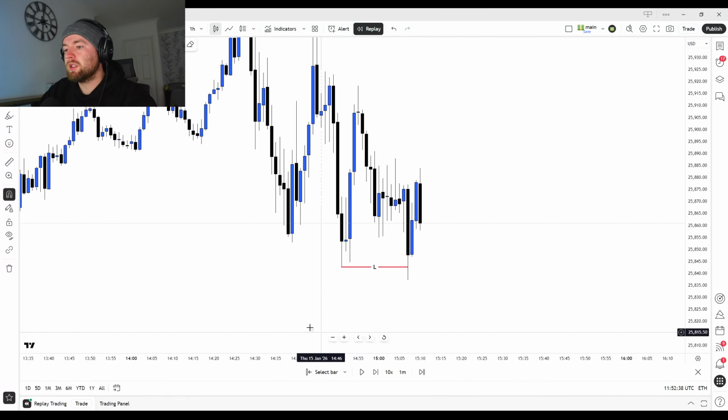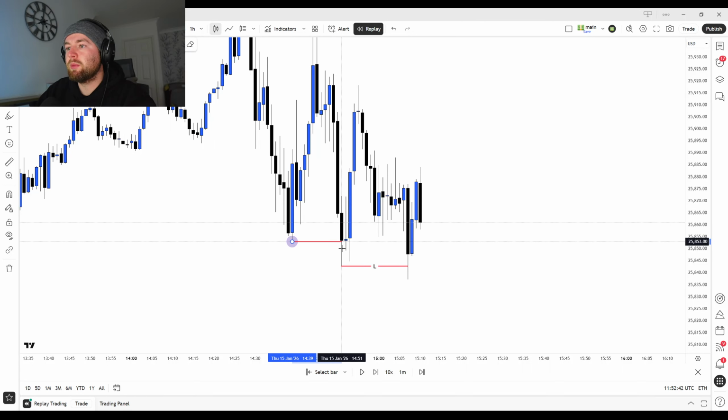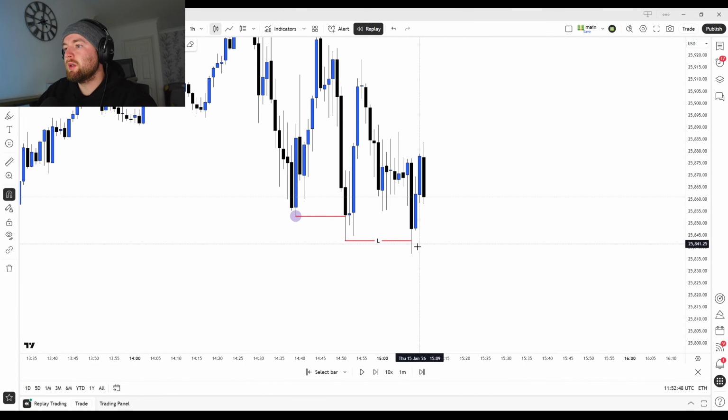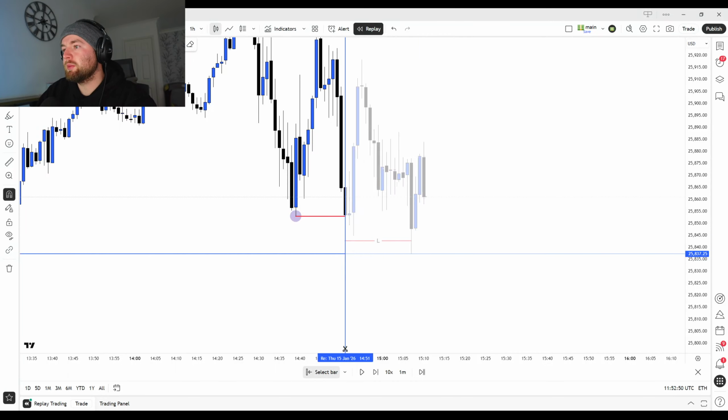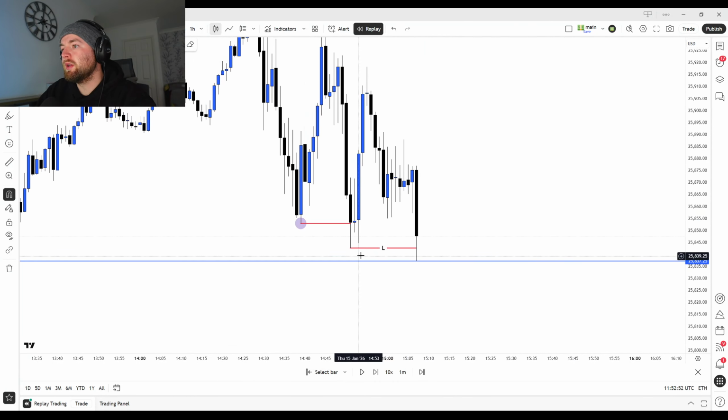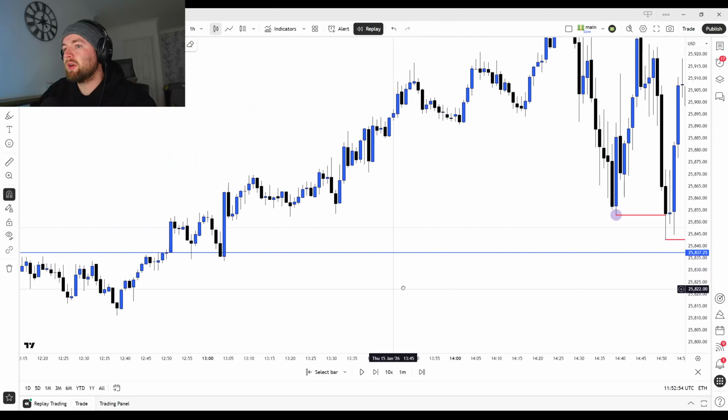Okay, so what have we got? We've got liquidity here. We swept that, but we didn't hit an order block. And then we've got liquidity here. We swept that. And then what do we do? Mark the low of that liquidity sweep. Let me just go back a little bit. Mark the low of the liquidity sweep, pull price backwards.